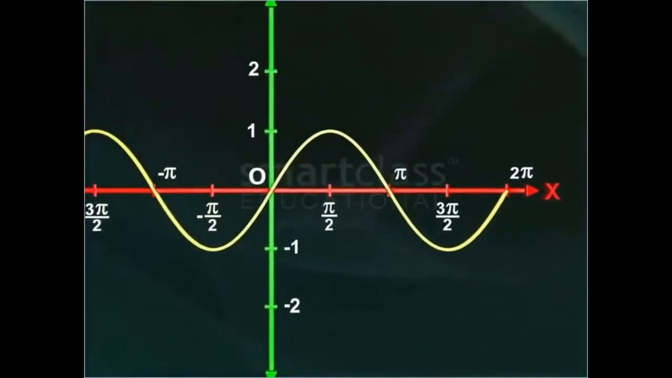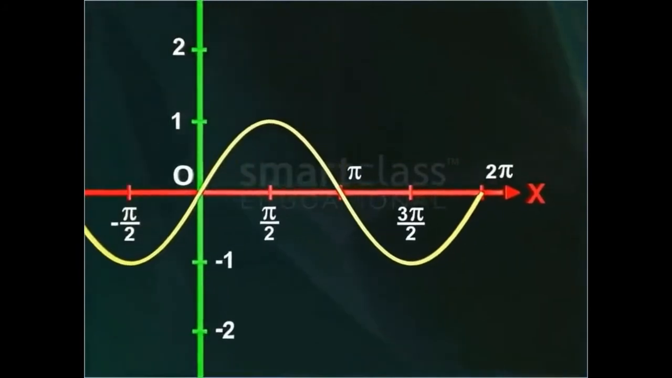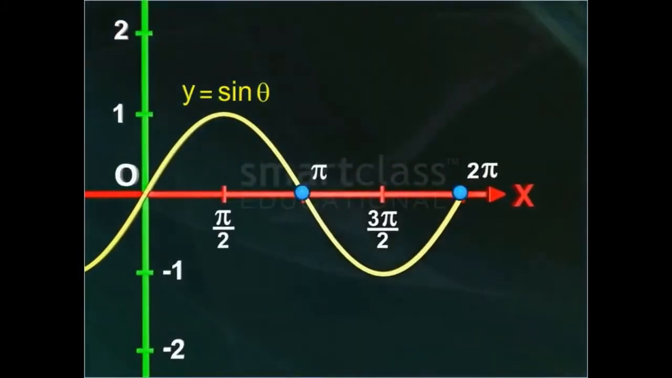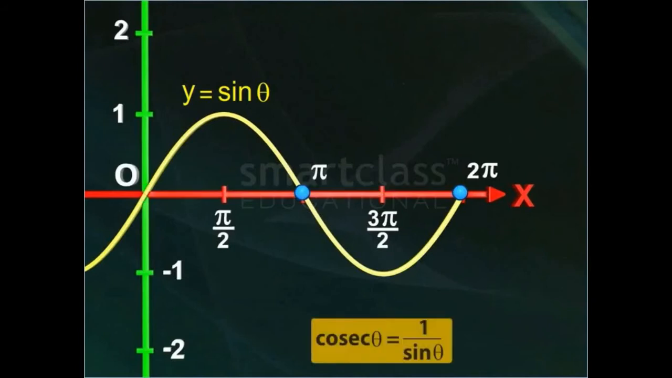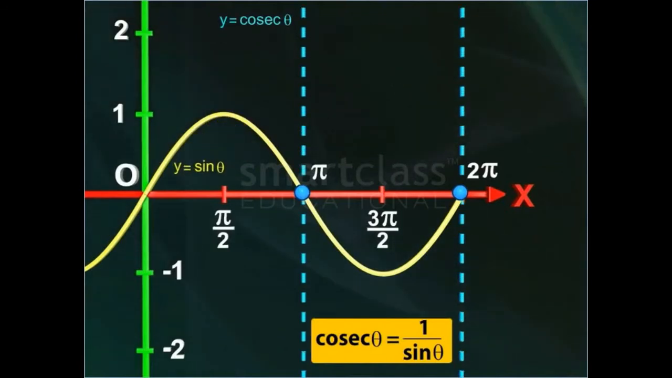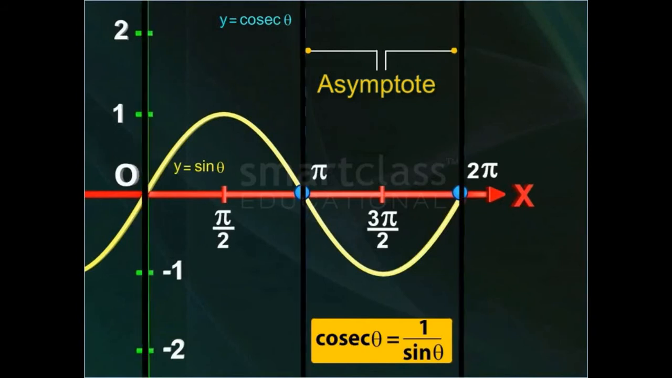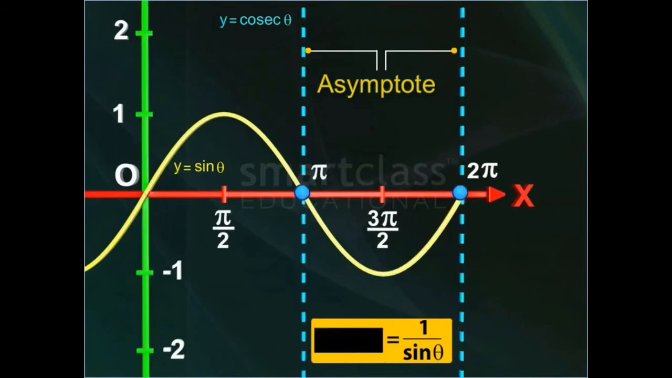If you carefully observe the graph shown here, you can see that for every integral multiple of pi, sine theta is equal to 0. Thus, the graph of the reciprocal function cosecant theta is a vertical line called the asymptote for any integral multiple of pi. This is because the asymptotes occur whenever the function becomes undefined.